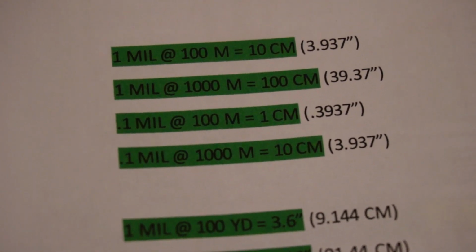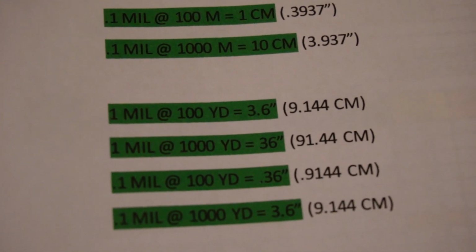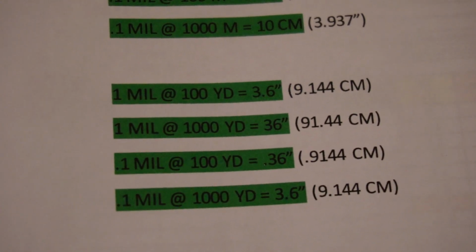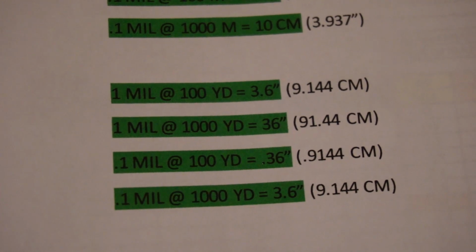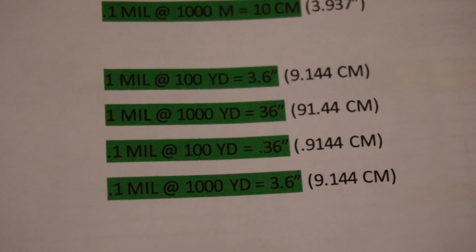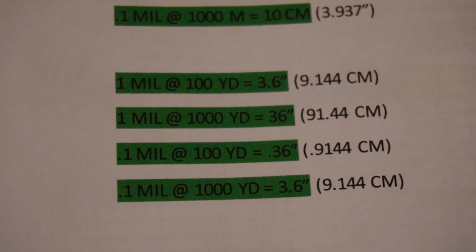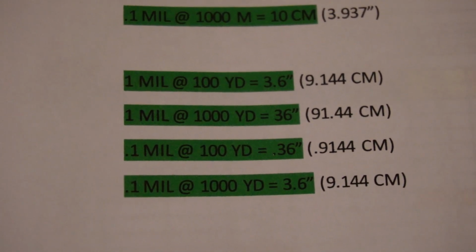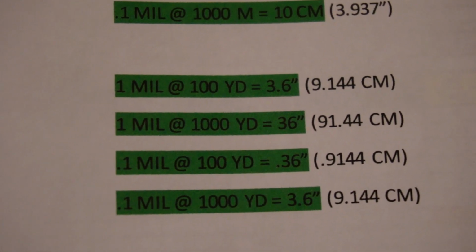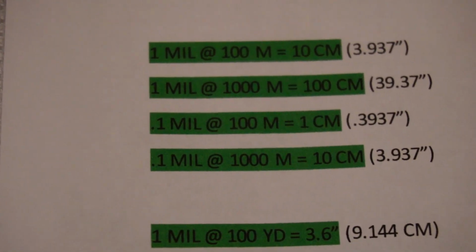Now, what happens if you want to use mils with yards and not meters? Well, it's actually not that much more complicated. 1 mil at 100 yards is 3.6 inches, and 1 mil at 1,000 yards is 36 inches, and 1/10 of a mil at 100 yards is 0.36, and 1/10 of a mil at 1,000 yards would be 3.6 inches. As you can see, the math there is really not all that hard. You're not getting a bunch of crazy decimal points.